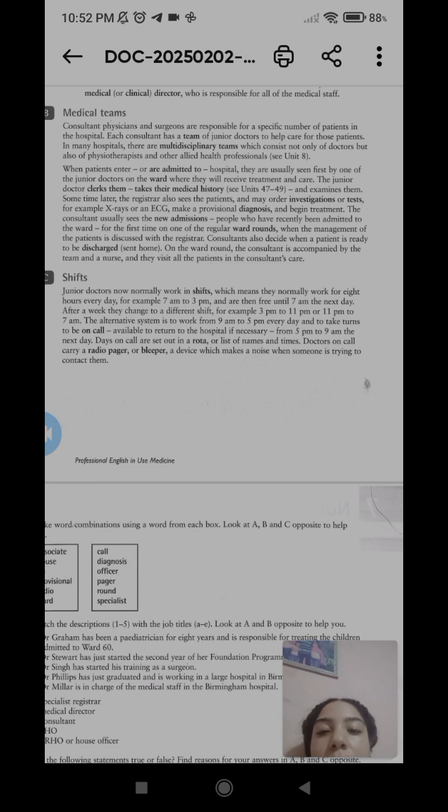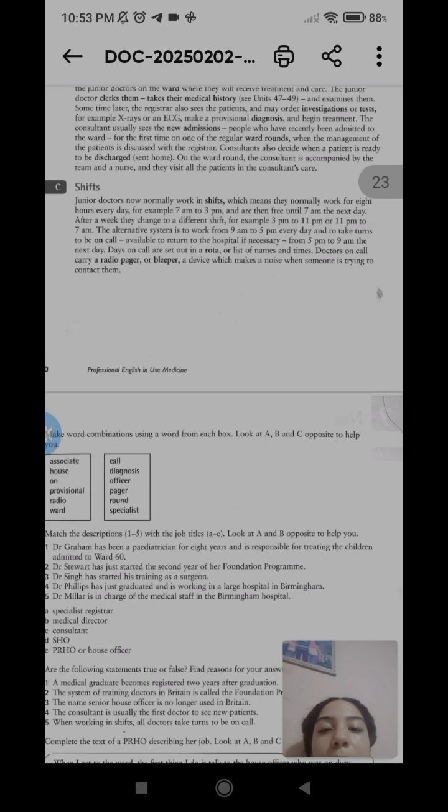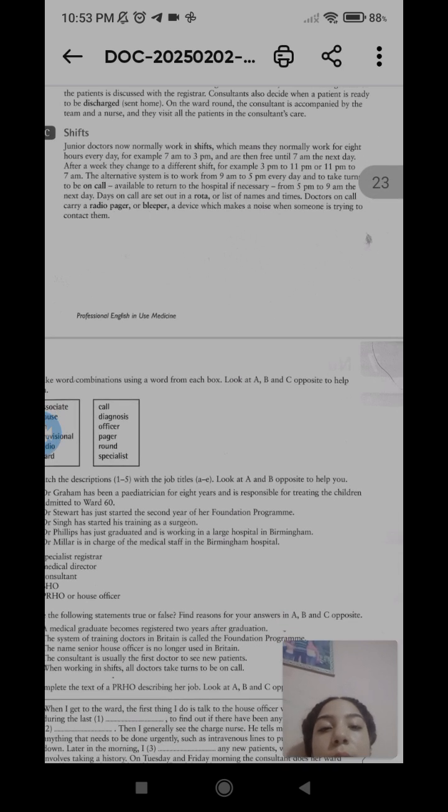The consultant usually sees the new admissions, people who have recently been admitted to the ward, for the first time during one of the regular ward rounds, when the management of the patient is discussed with the registrar. Consultants also decide when a patient is ready to be discharged and sent home. On the ward round, the consultant is accompanied by the team and nurse and they visit all the patients in the consultant's care.